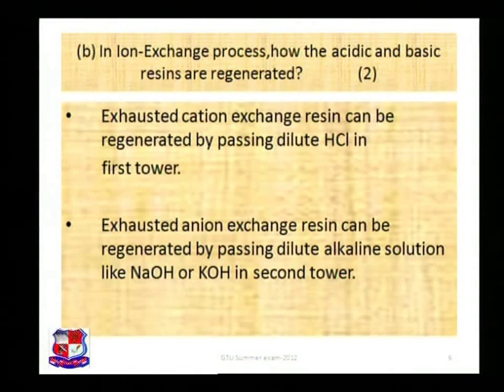In the ion exchange process, how are the acidic and basic resins regenerated? You can read here that a very simple question about the regeneration process is asked. In such a case, you have to simply write down: you can regenerate your exhausted cation exchange resin by passing dilute HCl in the first tower, and the exhausted anion resin can be regenerated by passing a dilute alkaline solution like NaOH or KOH in the second tower. This is the simple answer that you have to write when you are opting for the second objective.